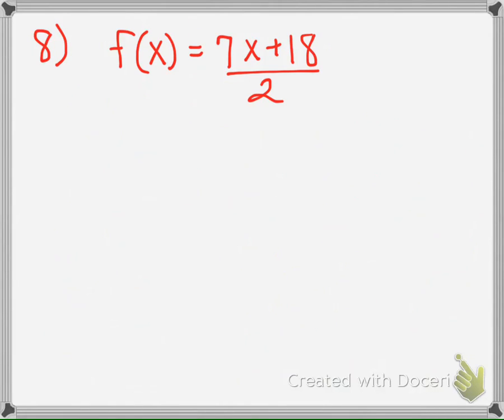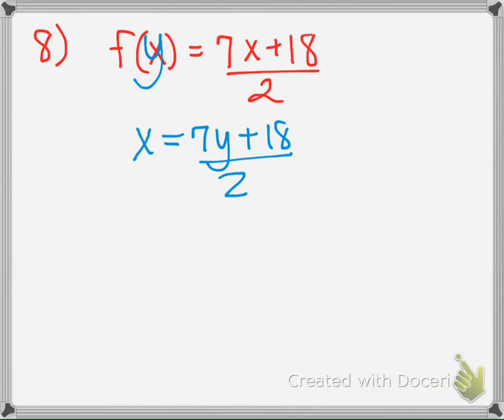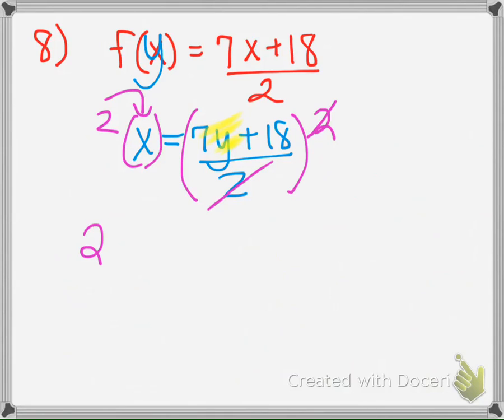Alright, example 8 here, so we're going to go ahead and switch the x and the y. And our goal is to get the y by itself. So first thing we're going to do is I see a fraction. We learned in chapter 7 how to get rid of fractions from an equation. We're going to multiply both sides by the common denominator, which is 2. So that's going to make these cancel here. And then 2 times x is 2x.